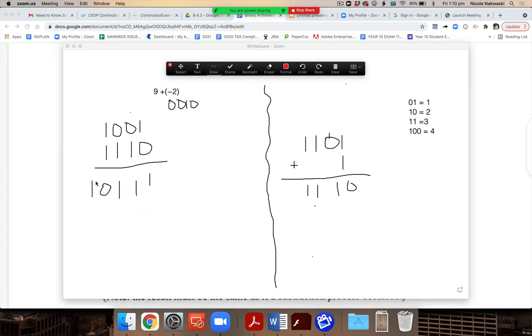I end up with more bits than the numbers that I started with, I get rid of the carry bit, the final left-hand carry bit. So I've ended up with 0, 1, 1, 1. Quick way to check if I'm right. Let's just look at it realistically.